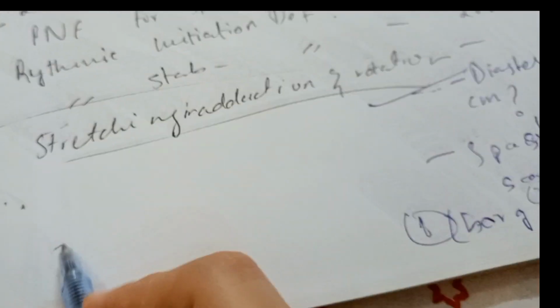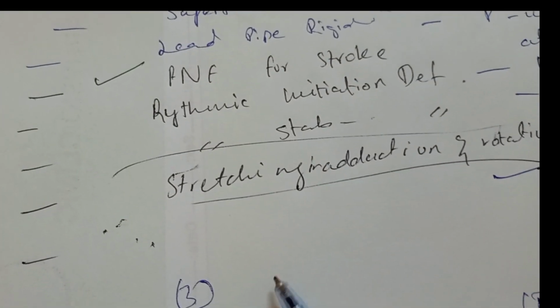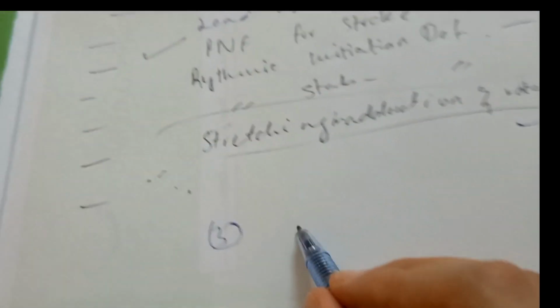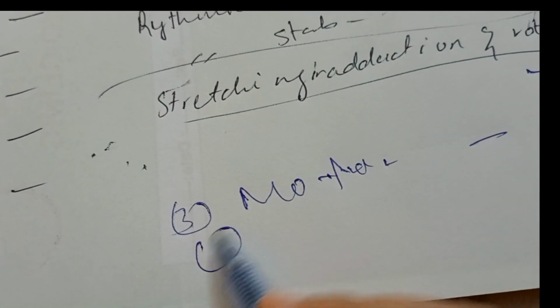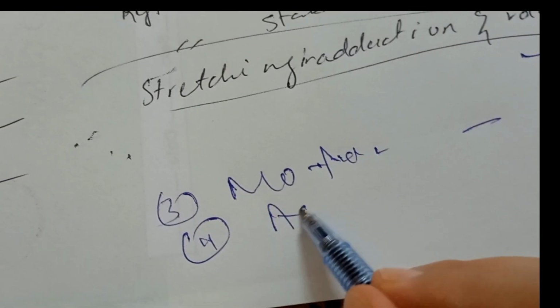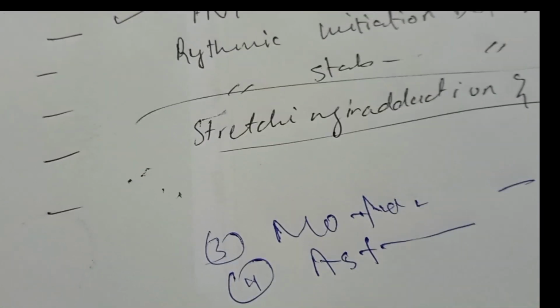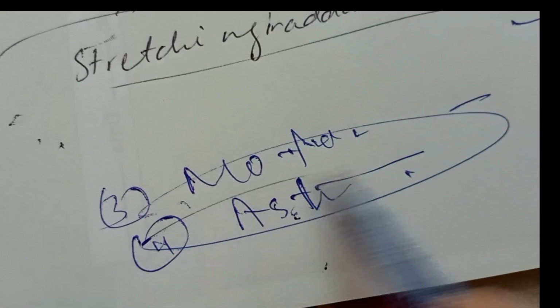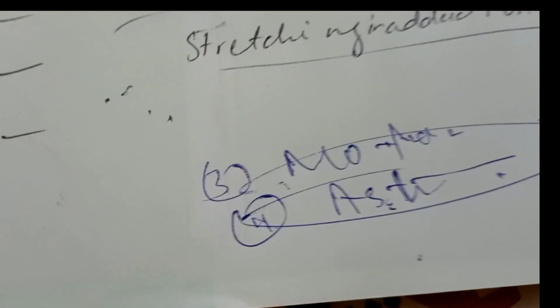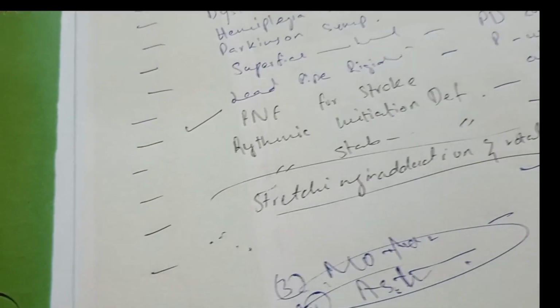And she selected, these were the options: first BOG, second Berg balance, third motor development, and fourth option was Ashworth scale. Option D, she selected modified Ashworth scale. So these were some MCQs she shared with me. I will repeat each MCQ after this.